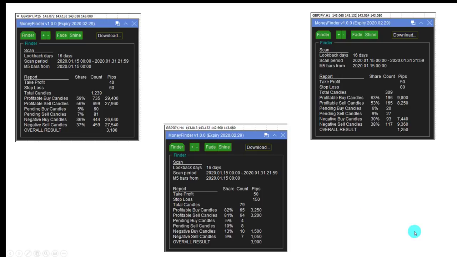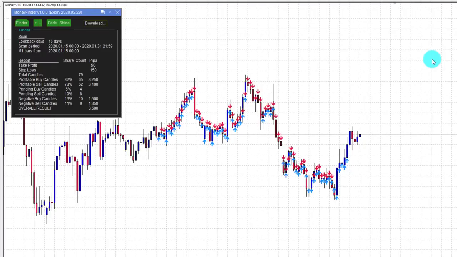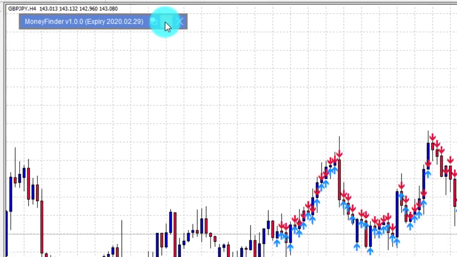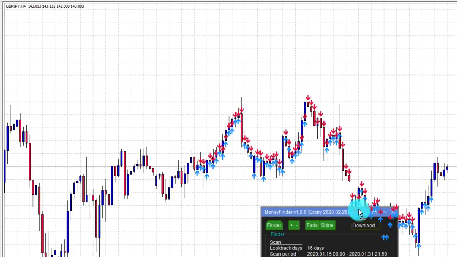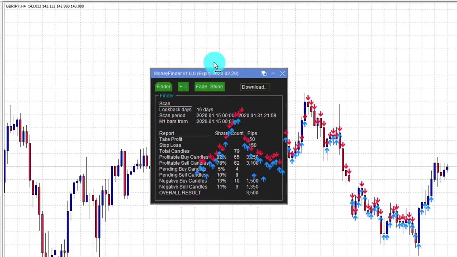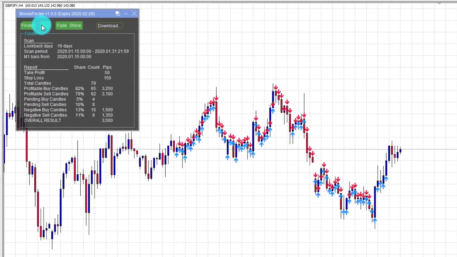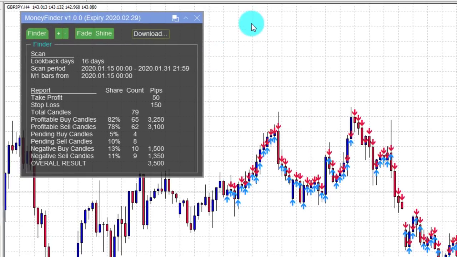So let's have a look at it on a chart. So here's the money finder running on the pound yen 4-hour chart. It is looking at 79 trades, and there are the ratios. It's more or less what you've seen before, and the overall result is quite good. Now this information box is quite handy. You can fold it away if you want, and you can actually move it wherever you want it to go. You can even make it smaller, and you can make it bigger if you want. So it's a very handy box.